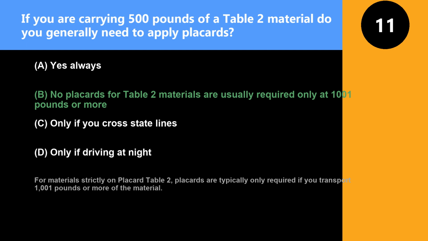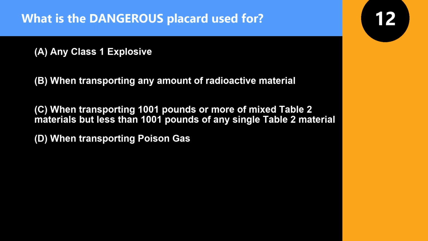Question 12. What is the dangerous placard used for? Option A, any Class 1 explosive. Option B, when transporting any amount of radioactive material. Option C, when transporting 1,001 pounds or more of mixed Table 2 materials but less than 1,001 pounds of any single Table 2 material. Option D, when transporting poison gas. The correct answer is option C.